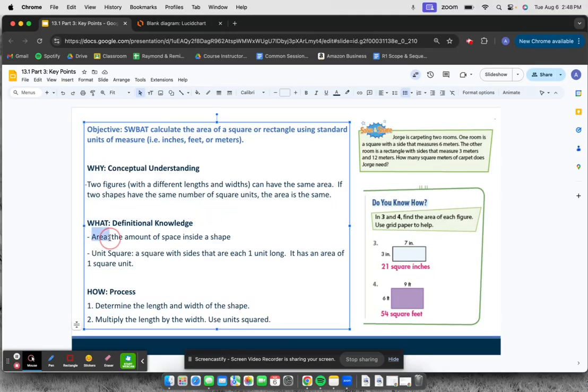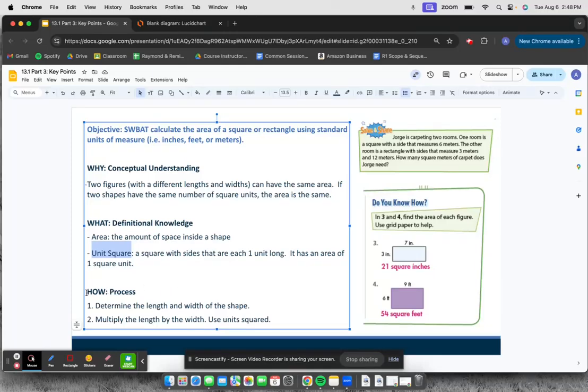What is the definitional knowledge students need? Well, they need to know what area is. They need to know that that's the amount of space inside a shape. And they need to know the area is measured in units squared, with units that are 1 unit long on each side. It's a square unit.